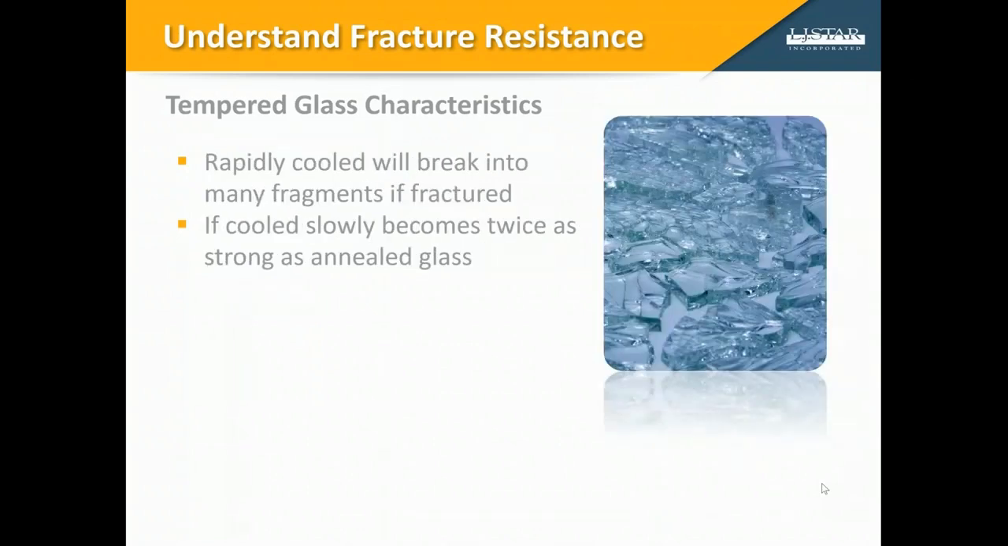Rapidly cooled, fully tempered glass, when fractured, releases the tensile energy stored in the core and breaks into many fragments, much like automotive safety glass and glass backboards for basketball. If, instead of cooling the glass rapidly, it is allowed to cool slowly, it becomes only twice as strong as annealed glass. When fractured, these broken glass fragments are linear and will normally remain in the frame. Thermally tempered glass is often used in conventional sight glasses.